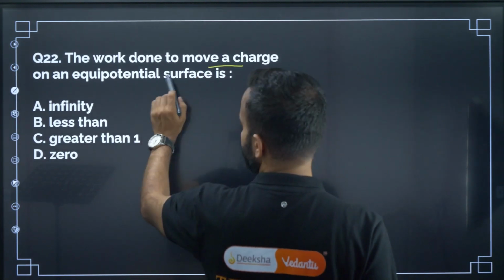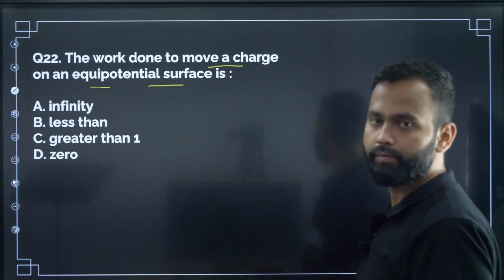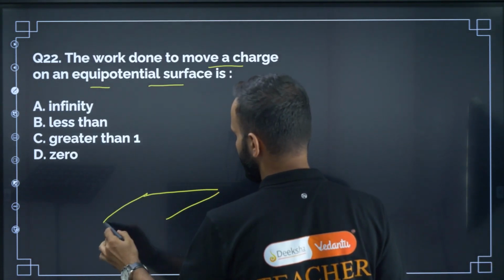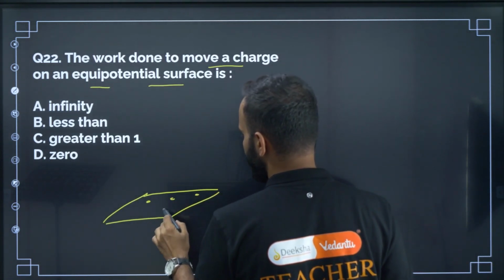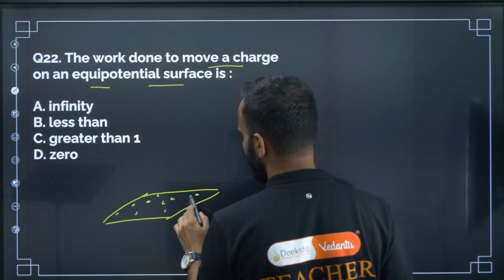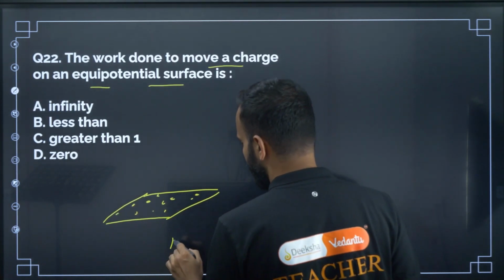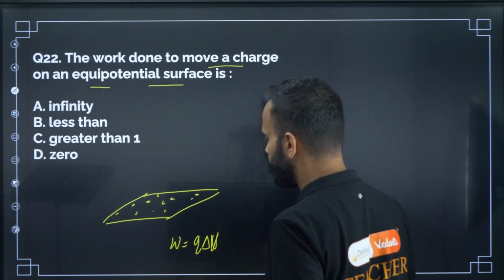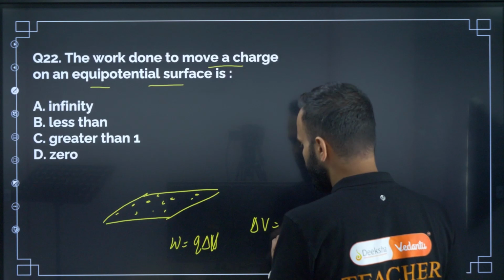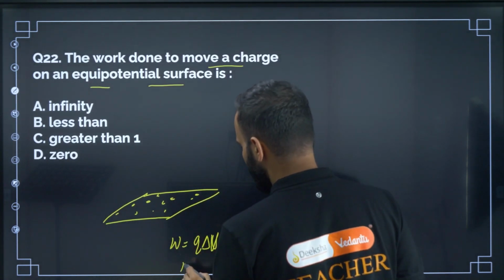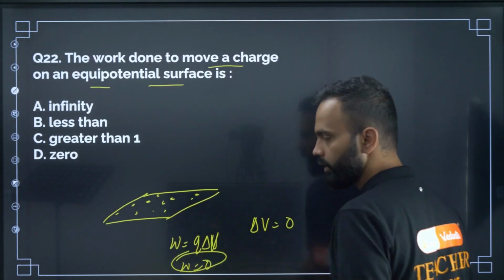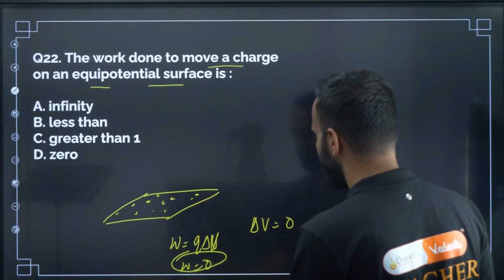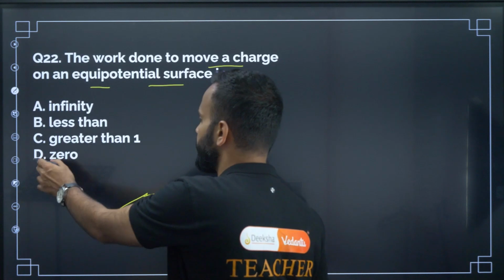The work done to move a charge on an equipotential surface is, a direct question. It is 0. This is the equipotential surface, and at every point the potential is the same. Work done is equal to q into the change in potential, or potential difference. Potential difference is 0, so work done will also be 0. Between any 2 points on an equipotential surface, work done is equal to 0. So the correct option is D.